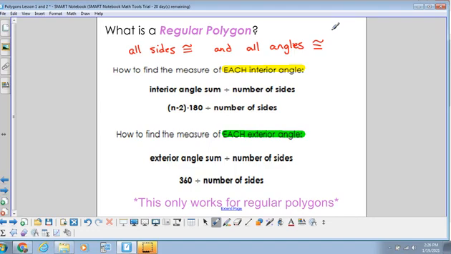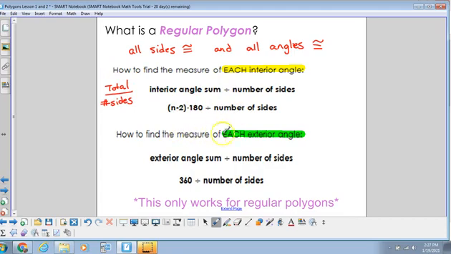So how do we find the measure of each interior angle here? Well, we take the interior angle sum and divide by the number of sides. So it's the total divided by the number of sides. I'll write that over here. Total divided by number of sides. And that total degrees, how do we find it? By n minus 2 times 180. So that would be our total, and we divide by the number of sides.